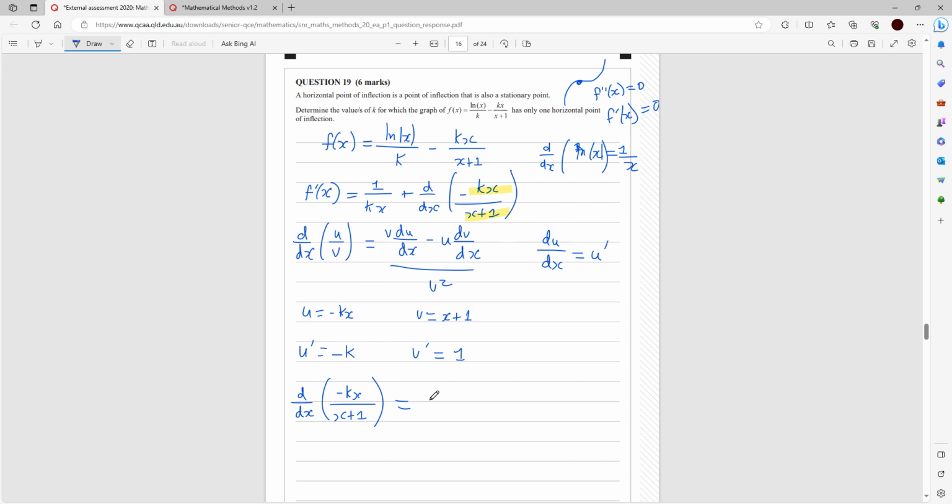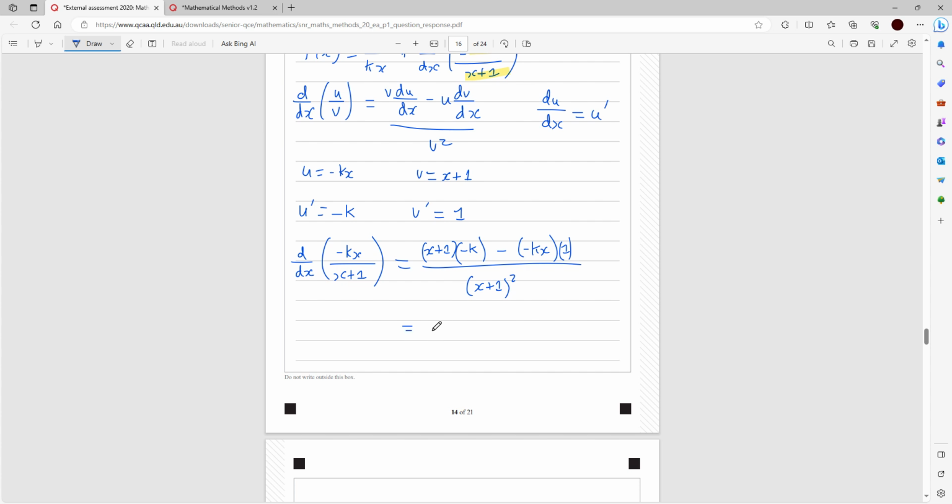So what we're going to have is v, which is x plus 1, times u dash, negative k, minus u, which is negative kx, multiplied by v dash, which is 1, all on v squared, so x plus 1 all squared. Okay, so let's sort out the top. What we're going to have is negative kx minus k. All I did was distribute this in here. That's how I got that.